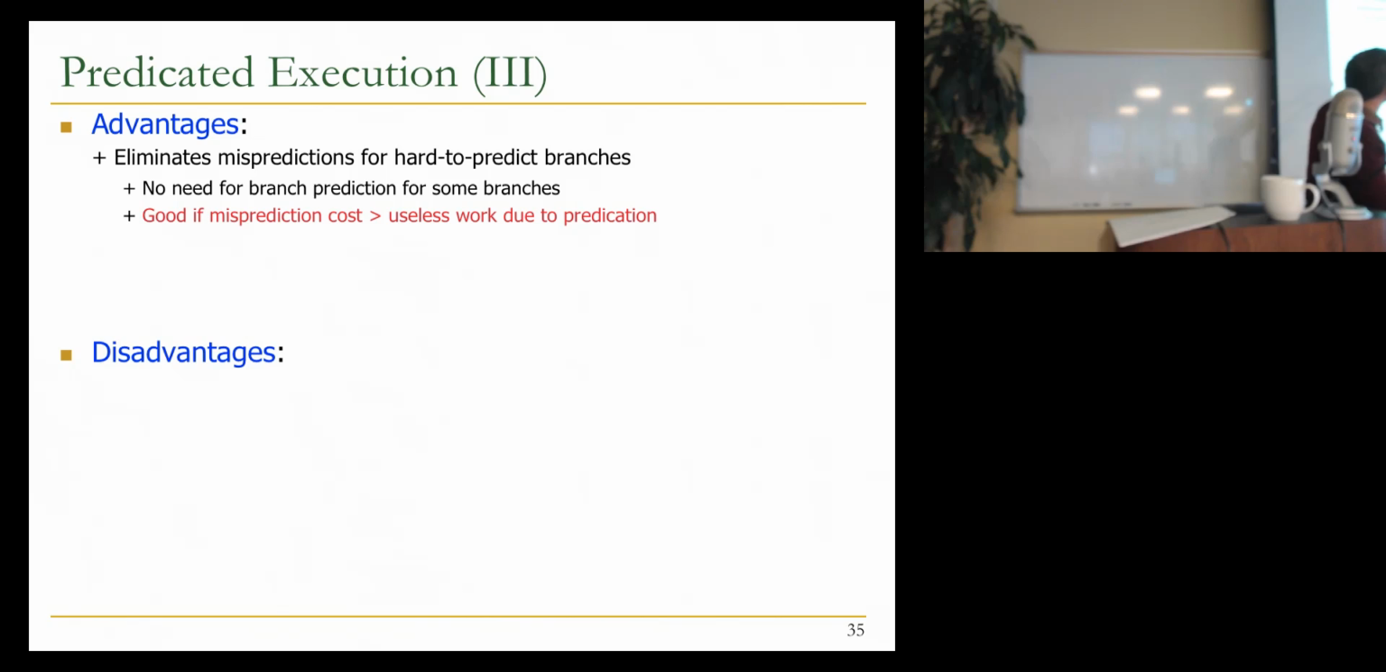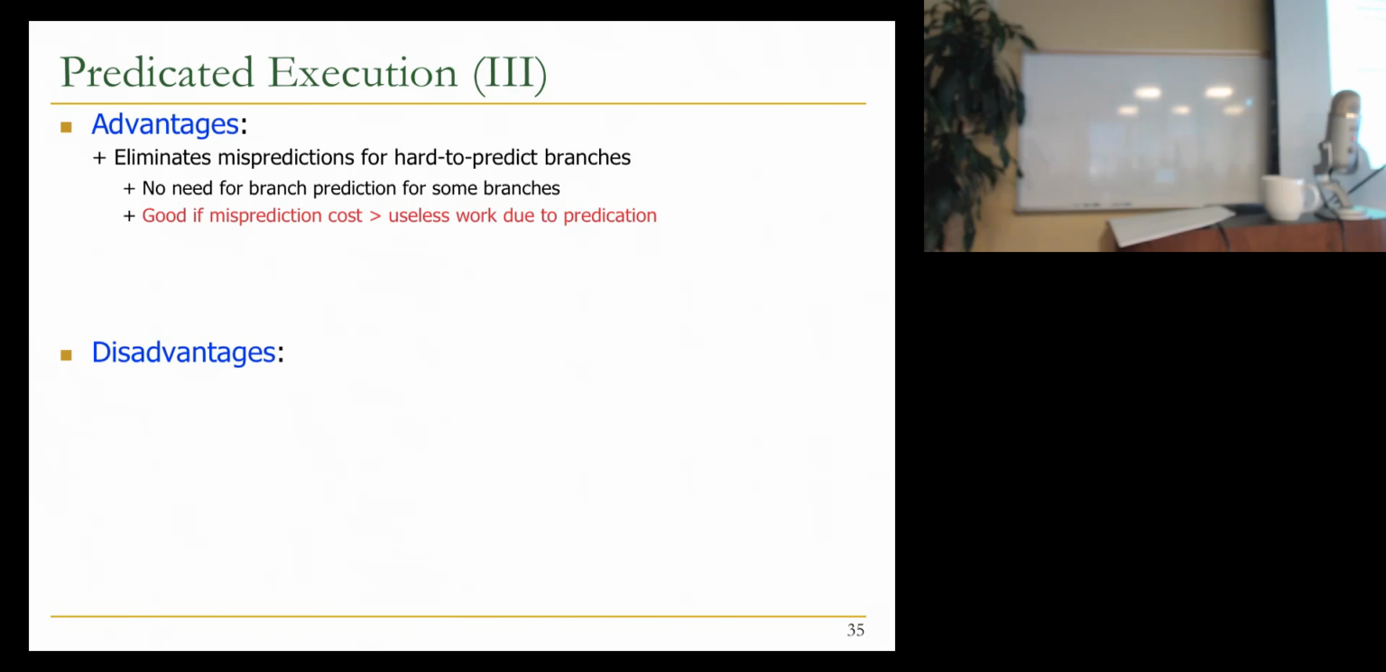And this is good if the misprediction cost... and this is a complicated equation actually. Compilers have a terrible time making this trade-off because it's tough. If the misprediction cost is greater than useless work due to predication, that's also hard to estimate for a compiler. Remember, the compiler is doing this predication. It needs to make this trade-off.